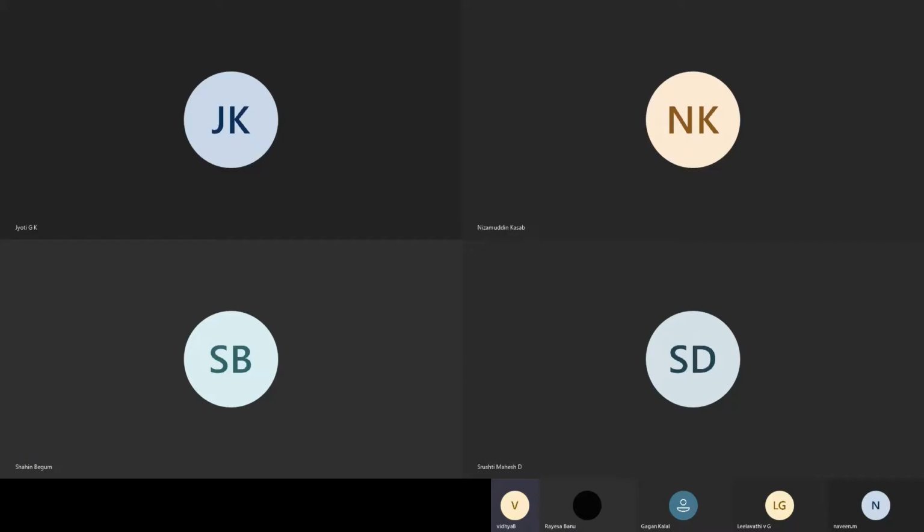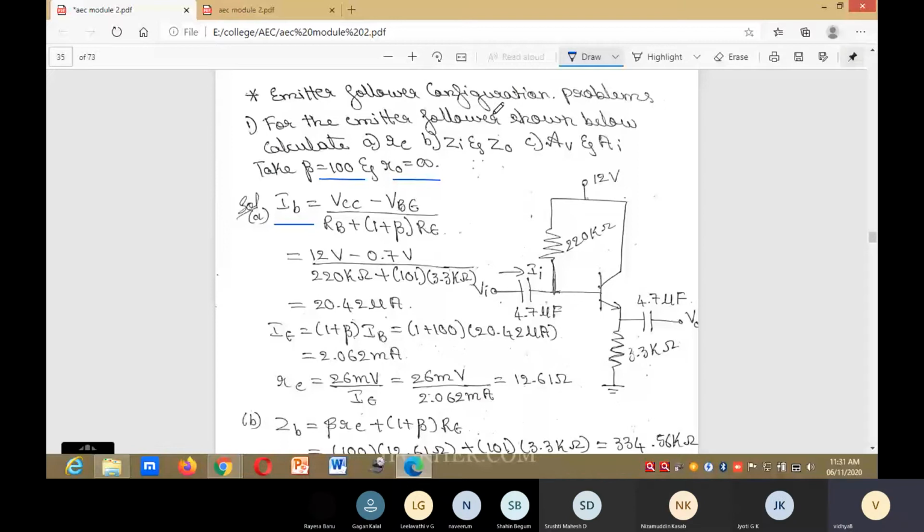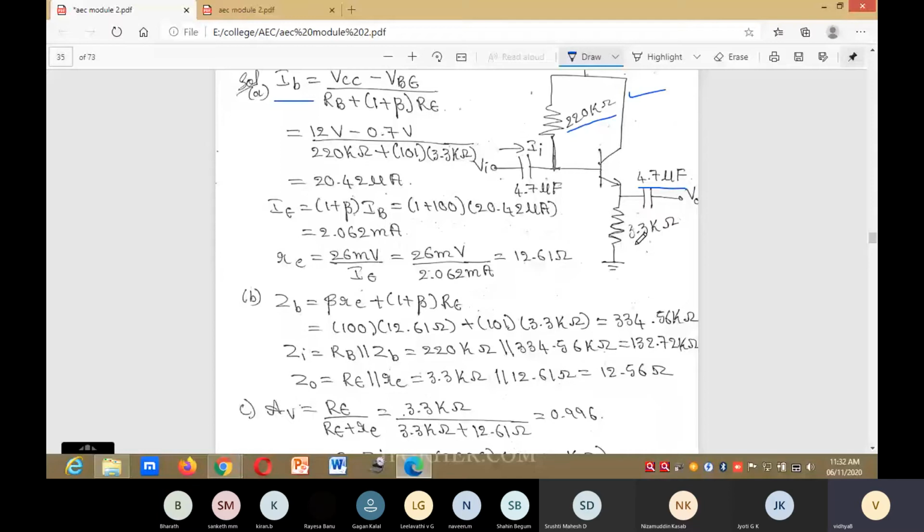Okay, today we shall discuss the emitter follower configuration. The first problem is, they have given and we need to calculate RE, ZI, Z0, AV, AI, and they have given beta is equal to 100 and R naught is equal to infinity. They have given the diagram: VCC is 12 volts, RB is 220 kilo ohm, and RE is 3.3 kilo ohm.